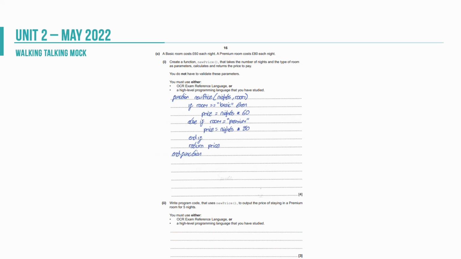We're then asked to write program code that uses new price to output the price of the room. You can do this in one long print statement, print new price, and then inside of our brackets, premium and 5. So I'm passing premium into the function as the room and 5 into the function as the number of nights. I've just noticed when I'm doing that premium and 5 should be the other way round based on my function. So in my function, I've got nights first and room second. So I'd need to make sure that actually my answer should be new price 5 and then premium that way round.